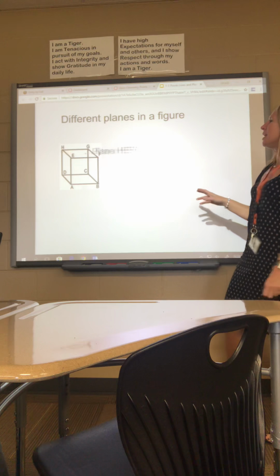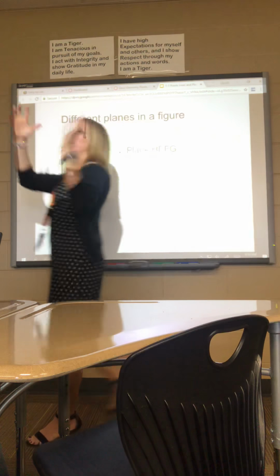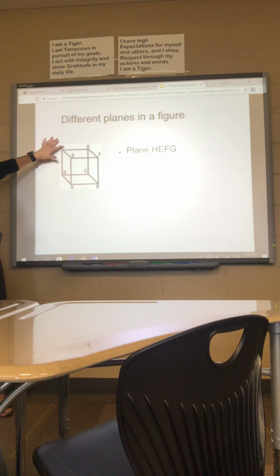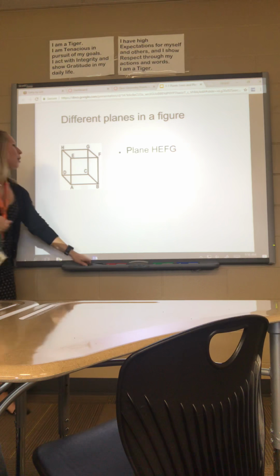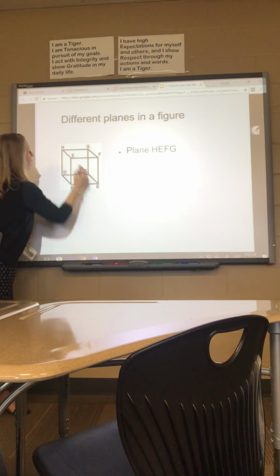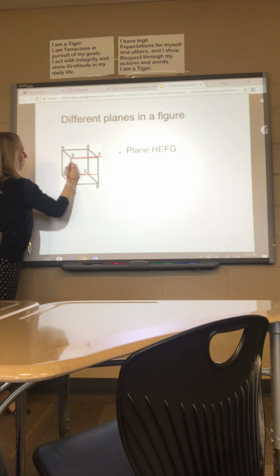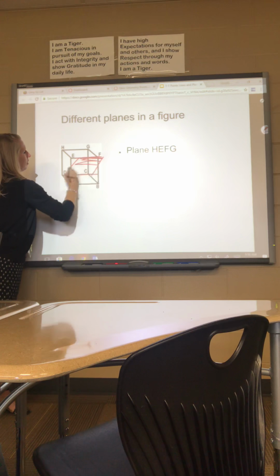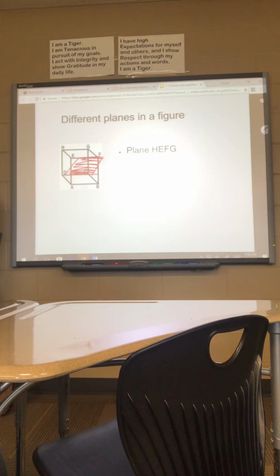There are many different planes in a cube. 6. The top, the bottom, the front, the back, the left, the right. But what about planes like that? There are planes inside that you can't see too. So there are lots of planes.